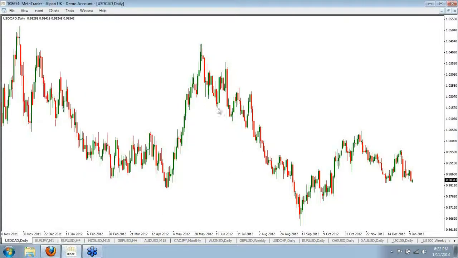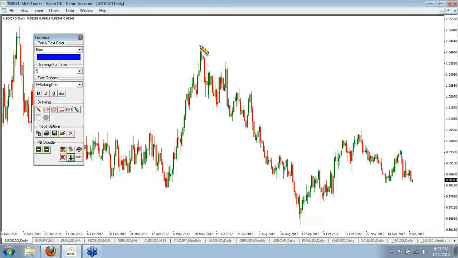Let's just zoom this in a little and have a look at this. Now a fractal bar is a group of 3 bars. Let's take this one first. You have a group of 3 bars where the central bar has a low which is lower than the previous bar and lower than the next bar. So it's like a V-shaped formation. Now this is known as a bullish fractal bar.